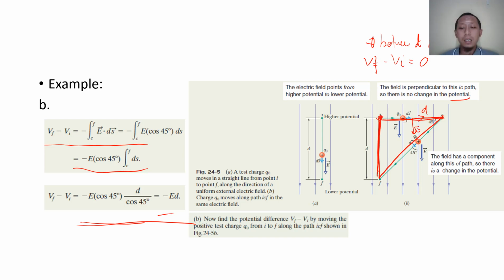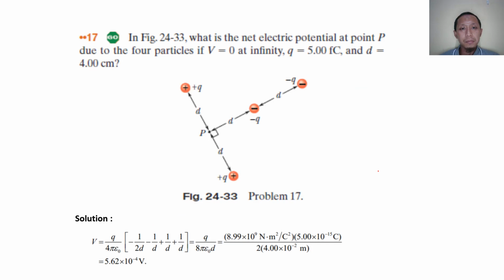Have you understood these explanations? And then this is another exercise. What is the net electric potential at point P due to the four particles, if V is zero at infinity? The charge q is 5 femtocoulomb and d is 4 centimeters.